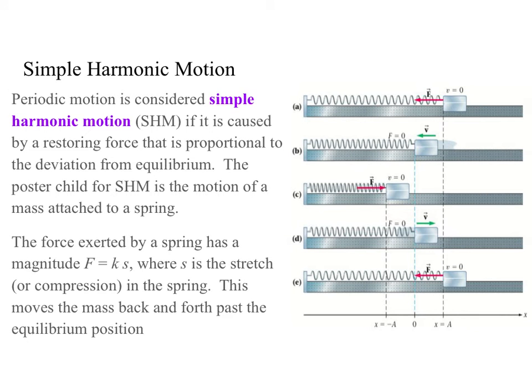Periodic motion is called simple harmonic motion if it's caused by a restoring force that is proportional to the deviation from equilibrium. The poster child for SHM is the motion of a mass attached to a spring. The force exerted by a spring has the magnitude F equals ks, where s is the stretch in the spring, or when s is negative, a compression. This moves the mass back and forth past the equilibrium position. We pull the mass over from its equilibrium position, and it feels a force this way, so it starts to accelerate that way. But when it passes through the equilibrium position, the force reverses, and then it goes this way, and then bounces back and forth in an ideal situation forever.